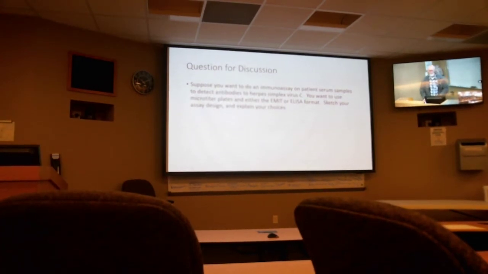All right, so suppose you want to do an immunoassay on patient serum samples to detect antibodies to herpes simplex virus C. You want to use microtiter plates. It's going to have antibodies or whatever stuck on their surface, and either the EMIT or the ELISA format. And we covered that in lecture. There are two different kinds. They use enzyme. So, turn to your neighbors and quickly come up with a choice of which technique you want to use, and see if you can come up with a general explanation for why. We'll give you 2 or 3 minutes for that.